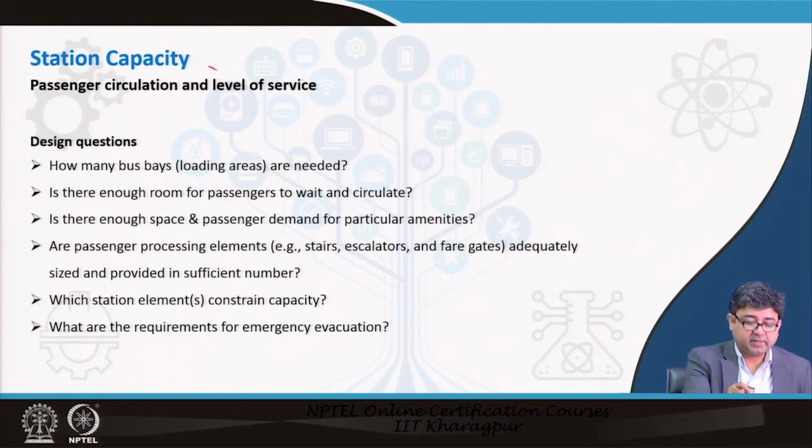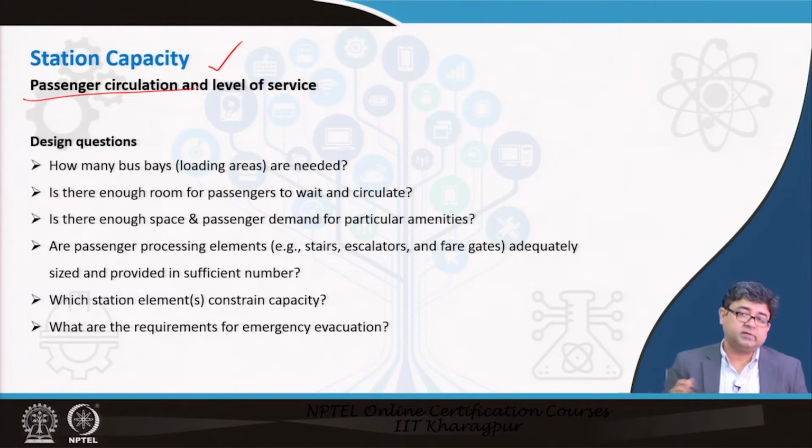So, when we talk about station capacity, what we are essentially dealing with is passenger circulation and its level of service. Essentially, what we want to know is how easily passengers can circulate in the station when they are boarding or alighting from the transit line, or when they are waiting to get on the transit line. So, passenger circulation is the parameter on which the station capacity depends. Now, what is passenger circulation? Here are some questions that you need to answer. How many bus bays or loading areas are needed? We already looked at loading area capacity for buses.